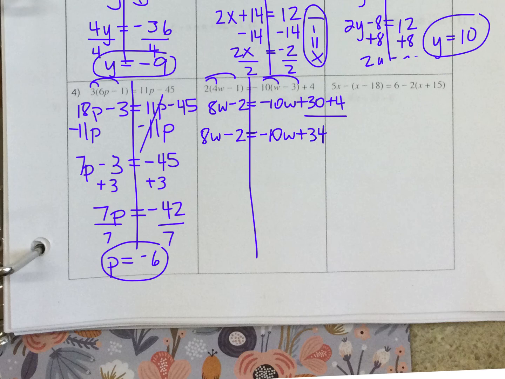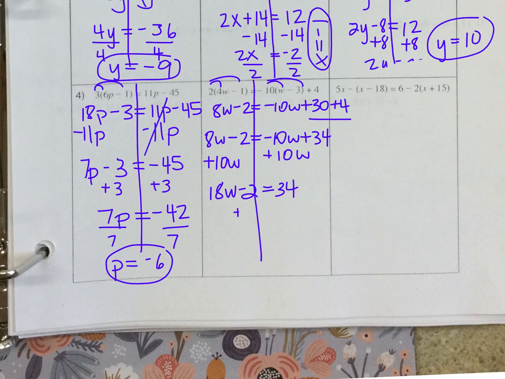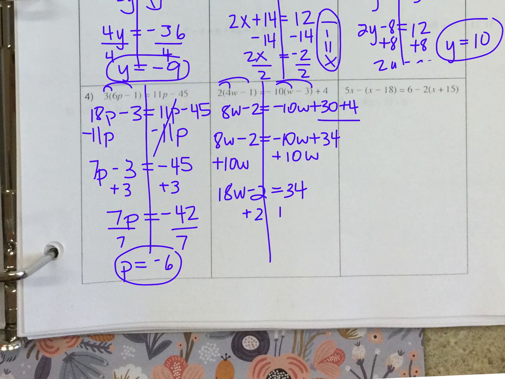All right, now it's time for step 5, which is get the w's both on the left side. So let's add 10w here. So now I have 18w minus 2 equals 34. Now I need to get the 2 and 34 together, so I'm going to add 2. 18w equals 36. Divide.